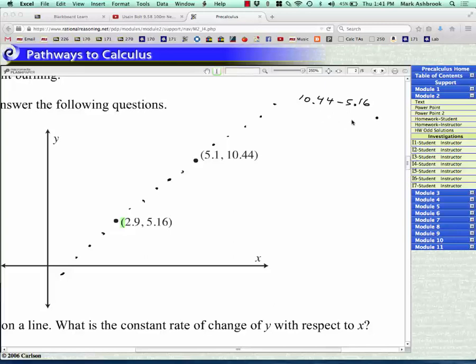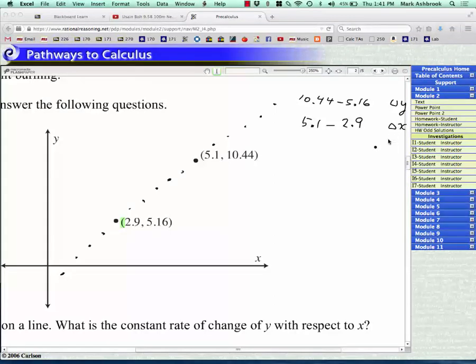Yeah. Okay. What are you trying to calculate here? What is it you're trying to compute? A y value? Is it y? It's not y. It's a change in y, right? Change in y. Okay, what else? Change of x. And what was the change in x? It was 5.1 minus 2. Okay. 2.2. Good.